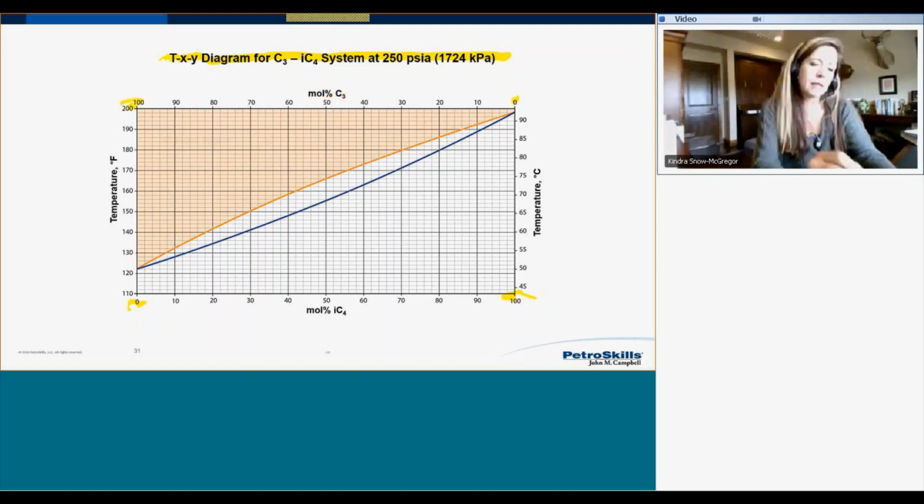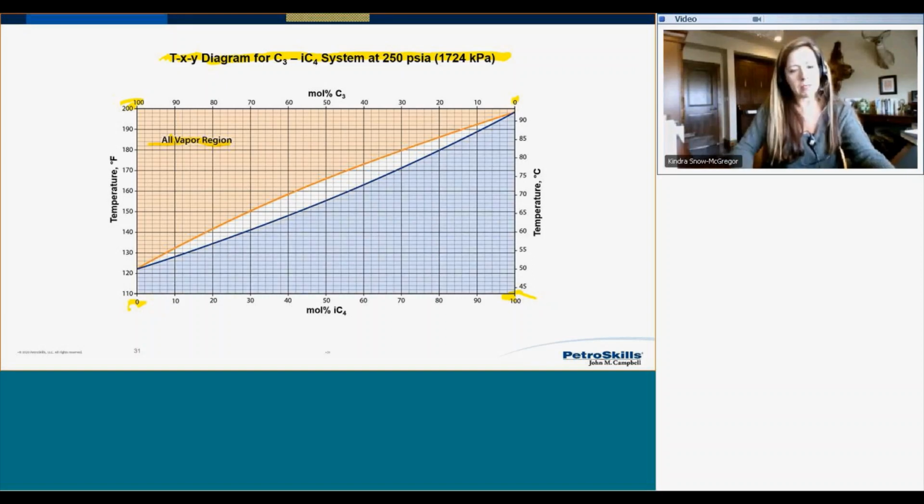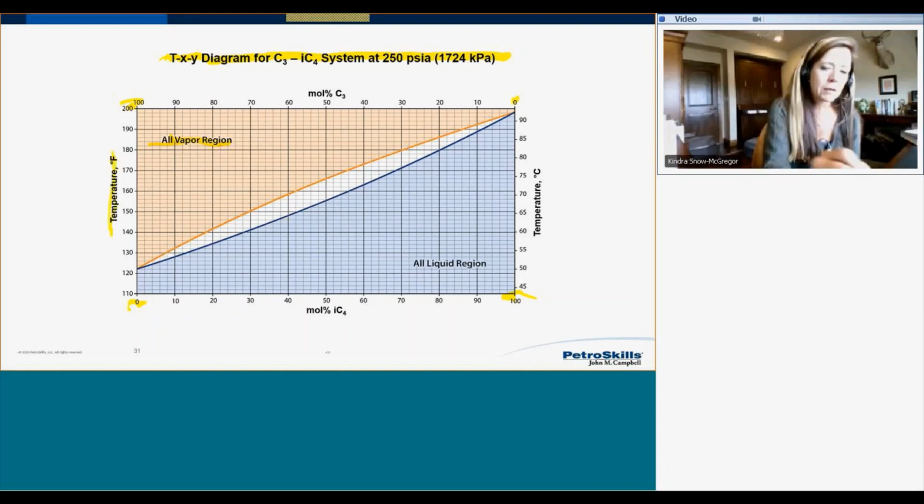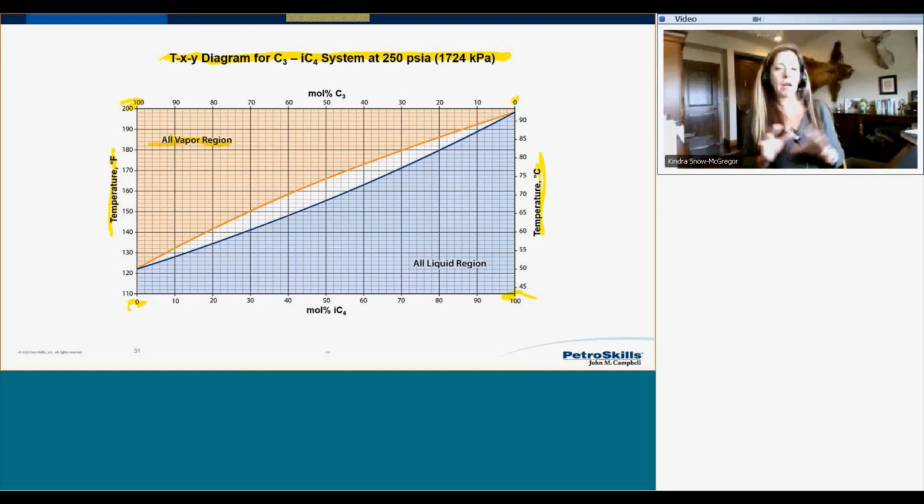When I look at this region up here, this is my all vapor region. The region down below in blue, this is my all liquid region. And so this would be for any composition that I could have at any temperature, notice here are my temperatures. And so I'm defining the phase behavior for this binary system. When I go inside of that little envelope, that is my vapor and liquid region.